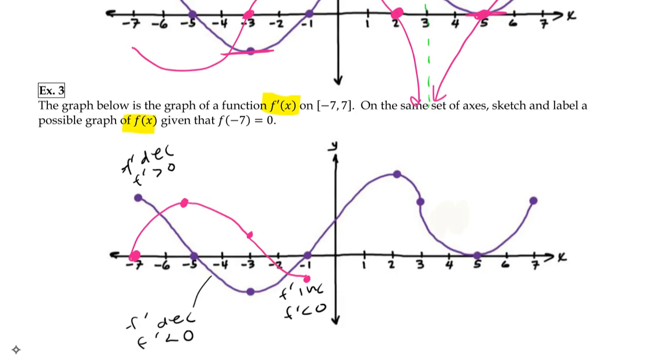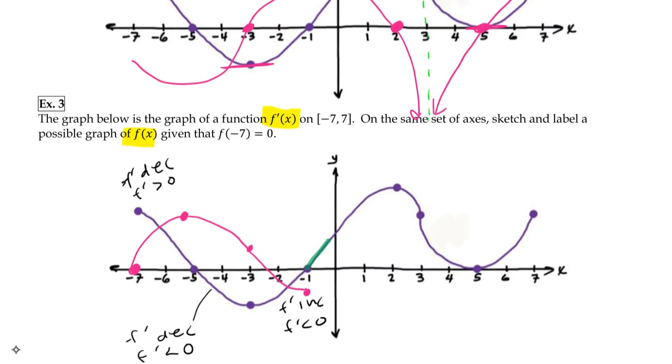Okay, at this point we've done half. Why don't you try to do the second half on your own? What's going on here? f prime is increasing and f prime is above the x-axis, so f prime is positive. So this means I need to be concave up and increasing, and it does it quite a bit, so I'll go up here, concave up and increasing. Okay, almost done.